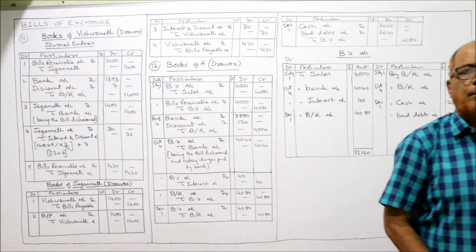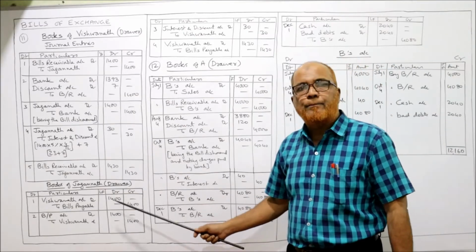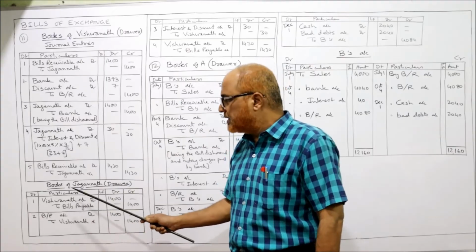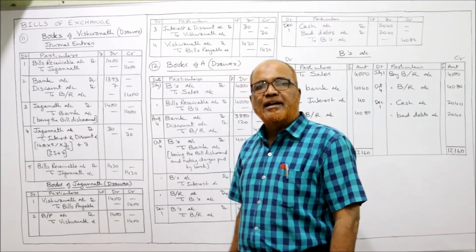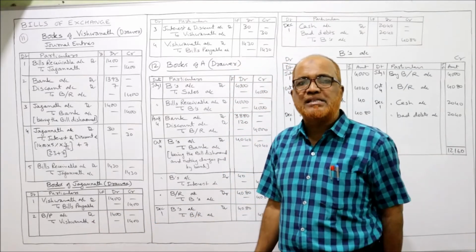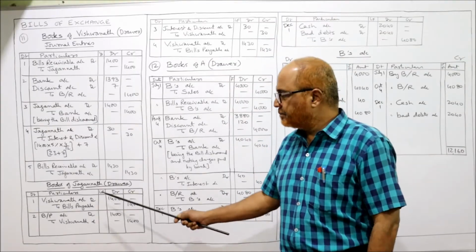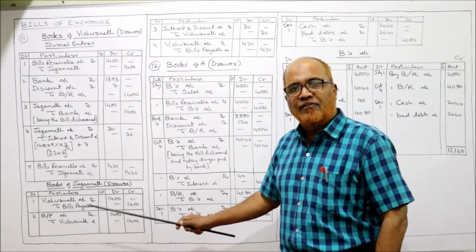When he accepts the bill, it is called bills payable. The entry will be Vishwanath account debtor to bills payable, being the bill accepted. First entry.